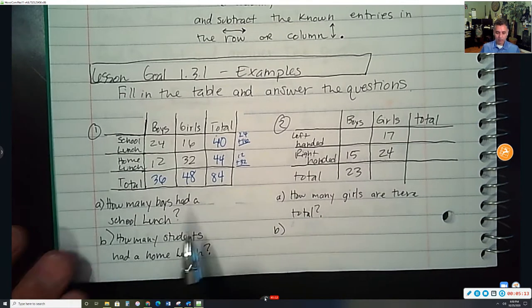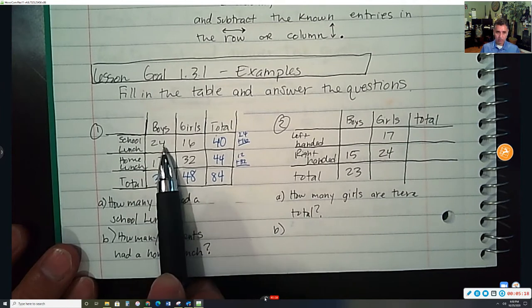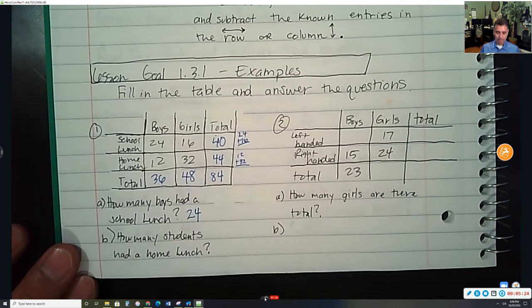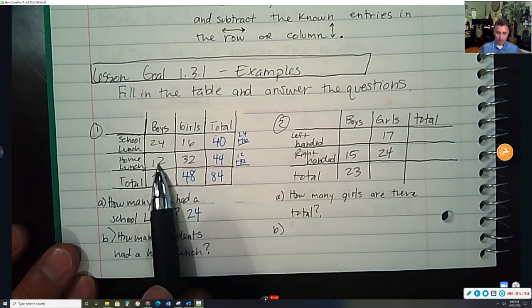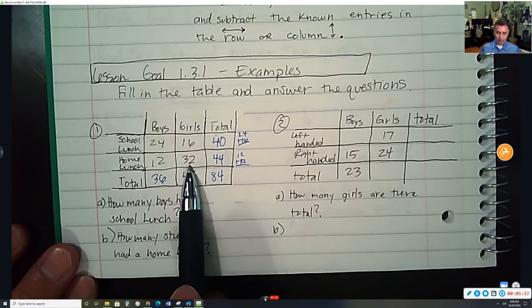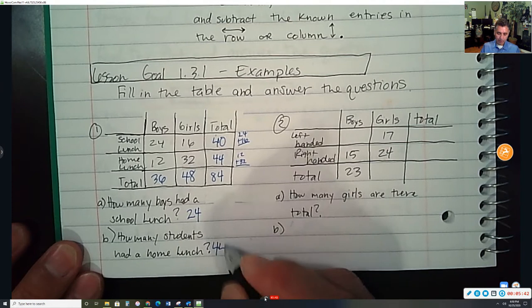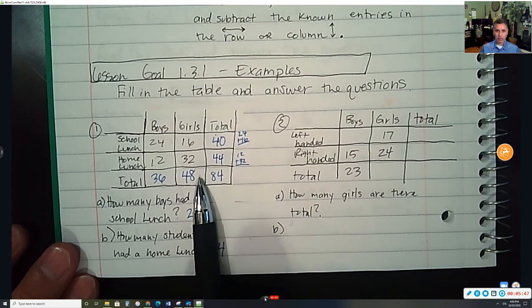So then, how many boys had a school lunch? Here's school lunch, and there's boys, so we know 24 boys had a school lunch. How many students had a home lunch? So this is the total boys and girls. Here's home lunch. 12 boys had a home lunch. 32 girls had a home lunch. Together, 44 of them had a home lunch. Sometimes you will be asked questions based on the table. Just go ahead and answer them.